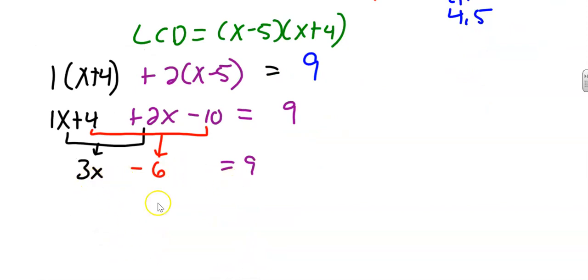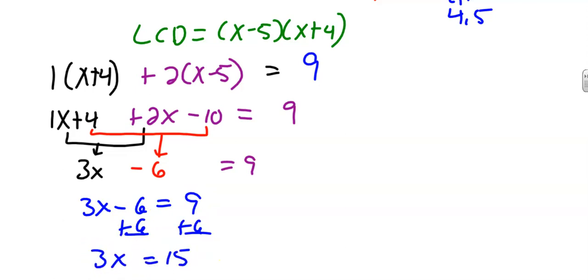Okay, so if you've got 3x minus 6 equals 9, we're just going to add 6 to both sides. Get 3x equals 15. Divide those two, and then we get x equals 5.